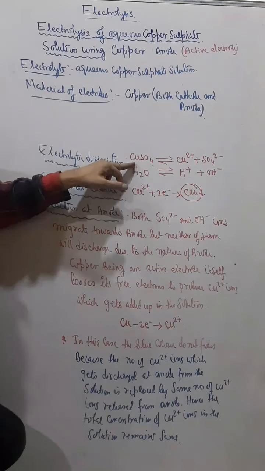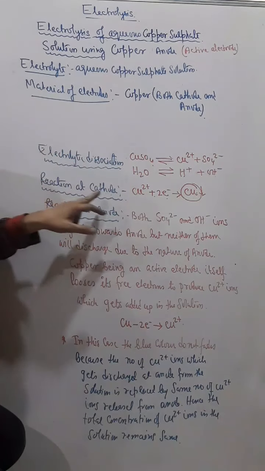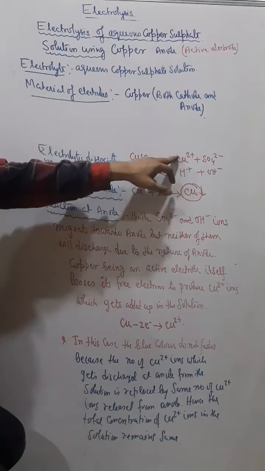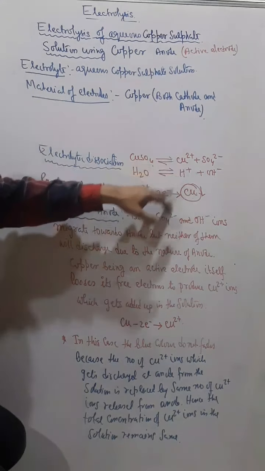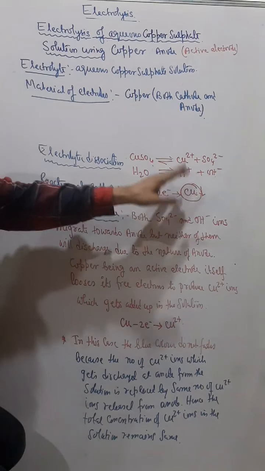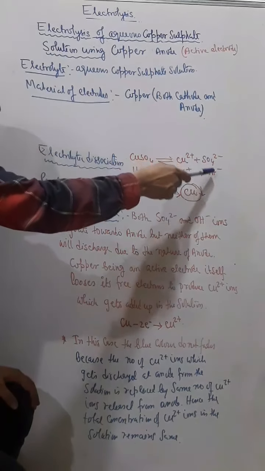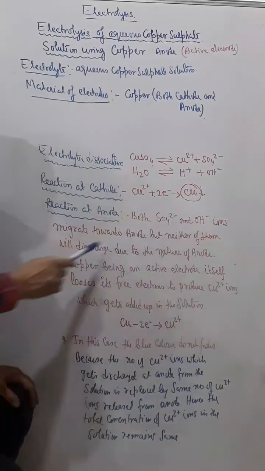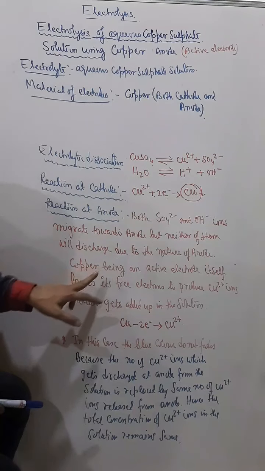Electrolytic dissociation, copper sulfate and water will dissociate as usual. Reaction at cathode will be as usual, because copper will be discharged, because copper is below hydrogen. So copper will be discharged at the cathode as a coating of reddish brown metal. Now reaction at anode, what will happen here? In this case, both sulfate and hydroxyl ions migrate towards anode, but neither of them will discharge due to the nature of anode.